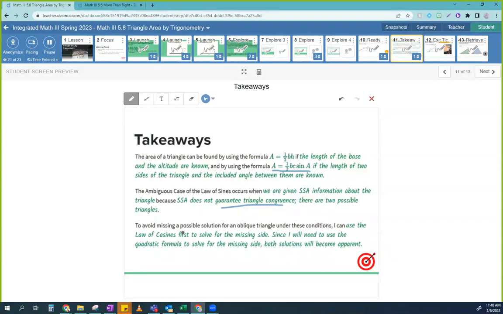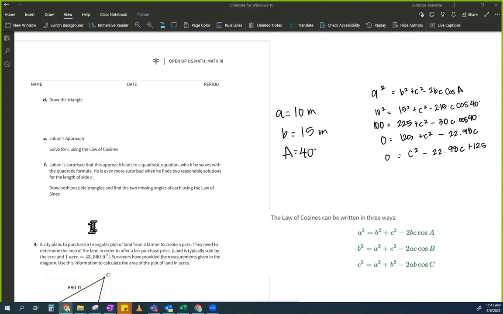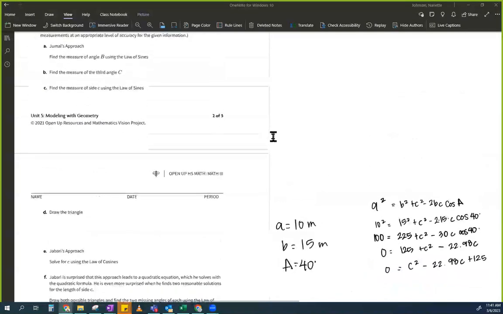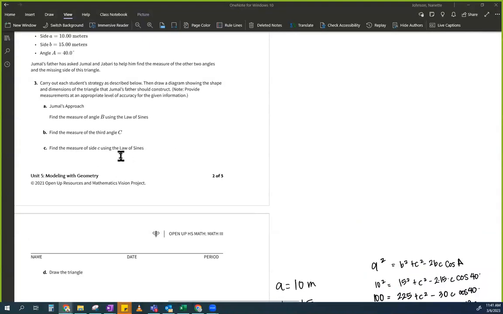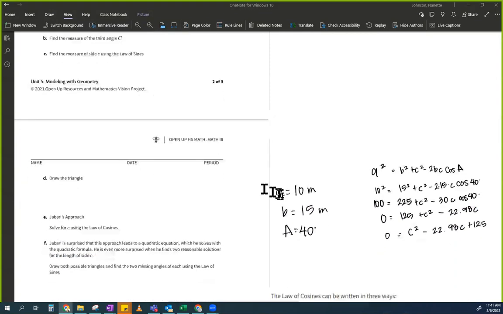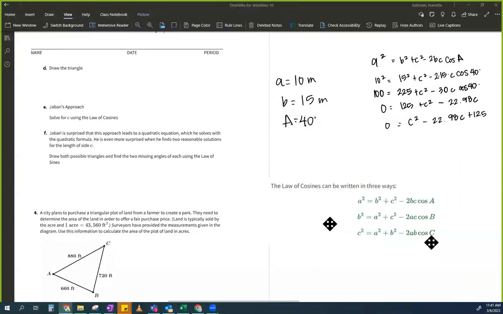So to avoid missing a possible solution for the triangles under these conditions, use the law of cosines to solve for that missing side. So Jabari's approach ends up being stronger because it pops out two different answers, versus over here, if you don't remember from solving triangles and law of sines, which I think is what we're going to get into next, then it'll look like it'll only have one answer. So that's pretty much it. You are now able to do all of your work and make sure that you all are good.